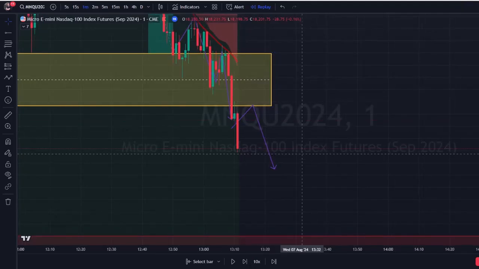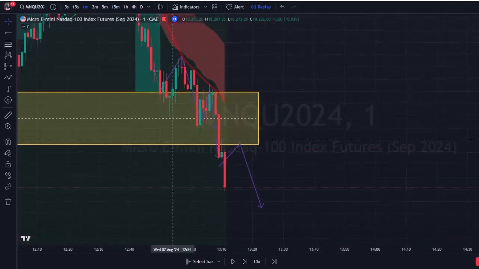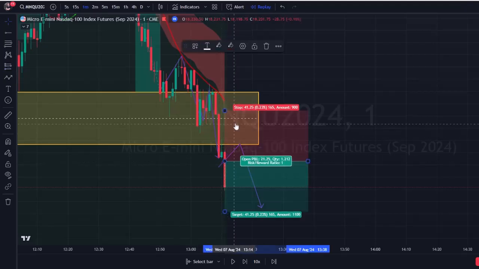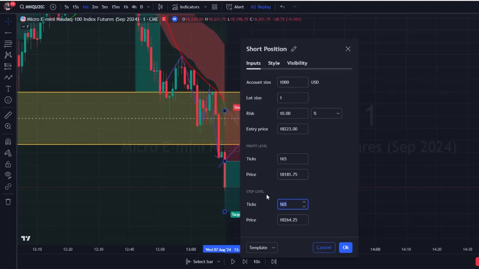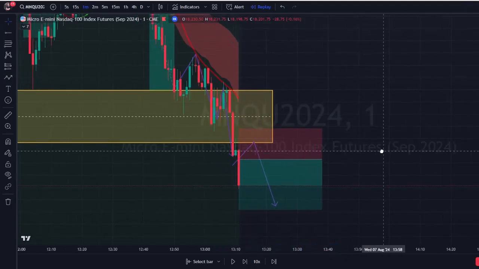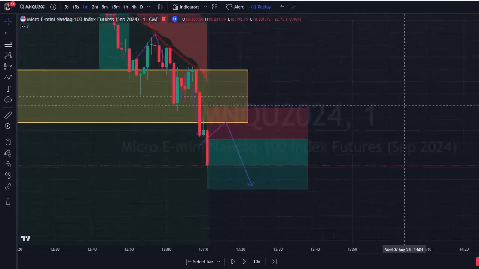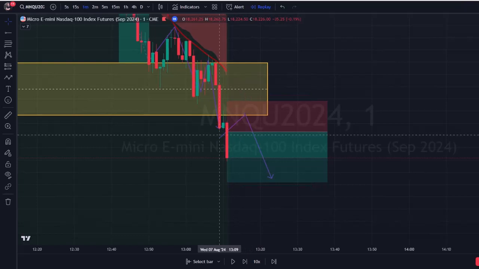Retested, immediately came back down. So seeing that it only wicked it, that is another entry right here. As soon as it broke this low, right there, that is your entry point. And this is why being on the 15-second to see all this momentum is really helpful in these cases. So again, went low, tapped the order block again, and started to head back down.